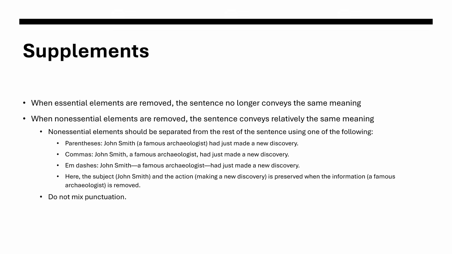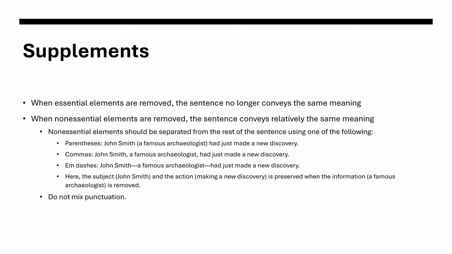Now, let's say that instead we had an essential element. An essential element will be John Smith, right? If we just say a famous archaeologist had just made a new discovery, that tells us almost nothing, right? That doesn't tell us who actually made that discovery. There are plenty of famous archaeologists. Now, here, the subject, John Smith, and the action is preserved when the information is removed, right? That just makes sense. It still makes sense when the non-essential element is removed.